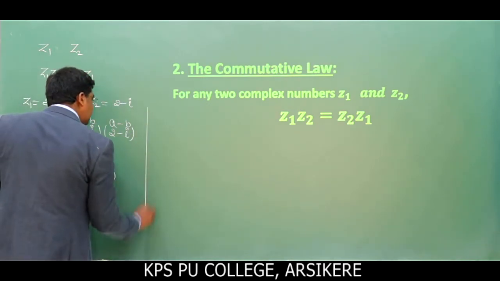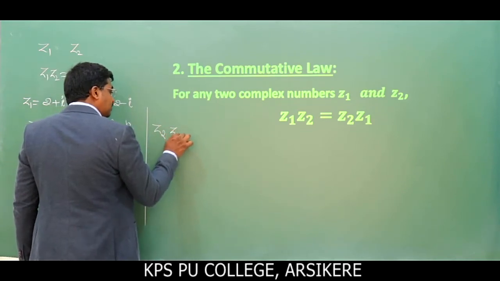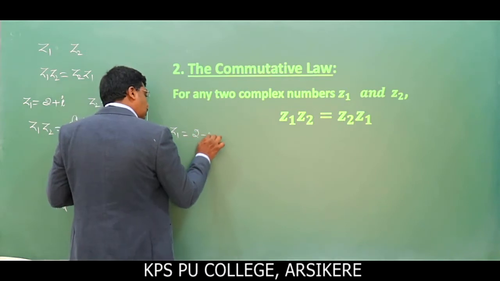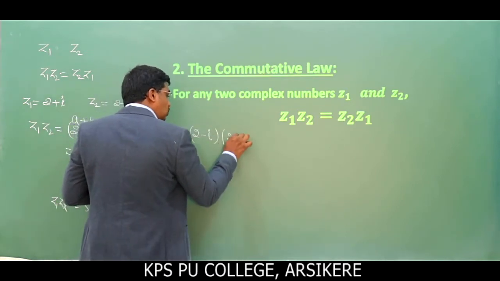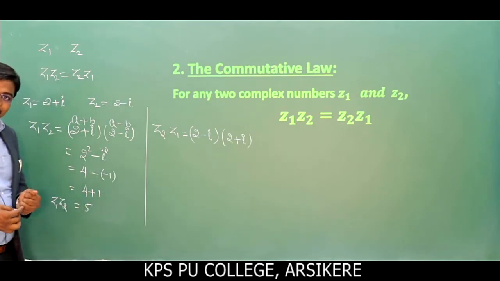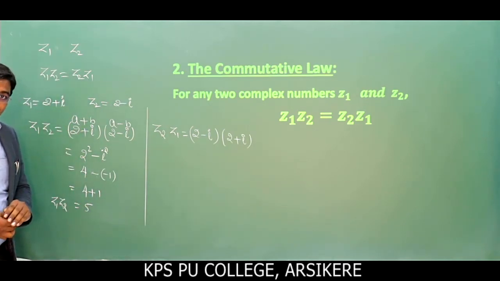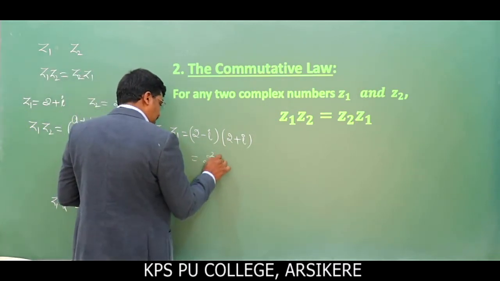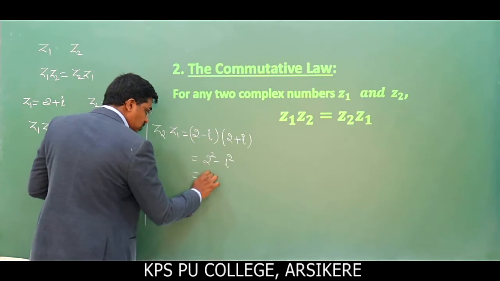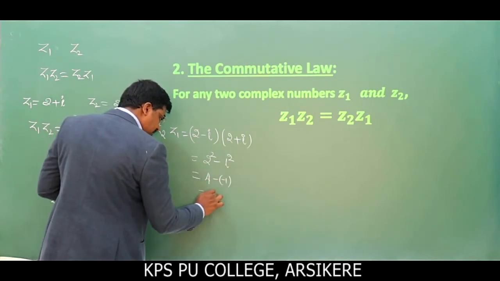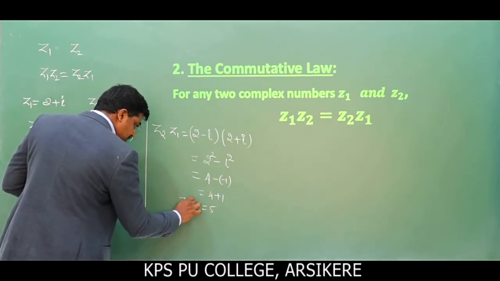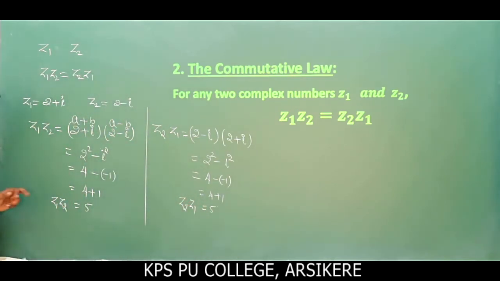So what about the next one? I will take z2 into z1. What is z2? 2 minus i into 2 plus i. Again a minus b into a plus b or a plus b into a minus b. What is the compact form? Again 2 square minus i square. This becomes 2 square is 4 minus of minus 1, that becomes 4 plus 1 is nothing but 5. This is z2 into z1. Obviously we can conclude here z1 into z2 is equal to z2 into z1.